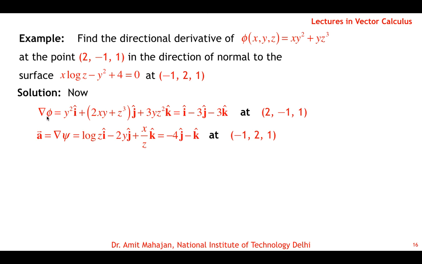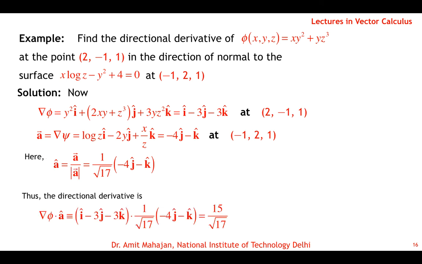So we have gradient phi, and we have the vector a. For the directional derivative, we take gradient phi dot product with a cap, so we have to find the unit vector in the direction of a. So a cap is this vector divided by its magnitude, and we take the dot product of these two to find the directional derivative. So gradient phi dot product with a cap gives 15 by root 17.